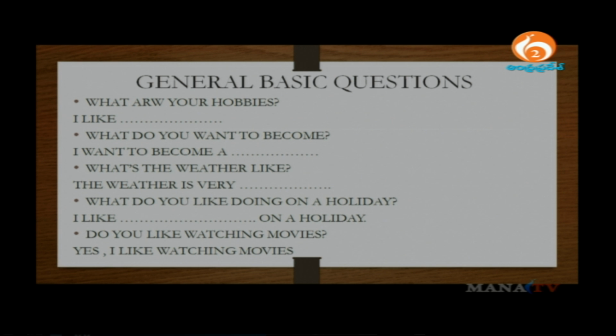If somebody has asked you what's the weather like, you can say the weather is very cold, the weather is very hot, the weather is very drowsy, you can just say anything. If somebody has asked you what do you like doing on a holiday, you can say, I like hanging out with my friends on a holiday. Do you like watching movies? Obviously, you will say, yes, I like watching movies. This is the way you communicate with the person who is having a talk with you.